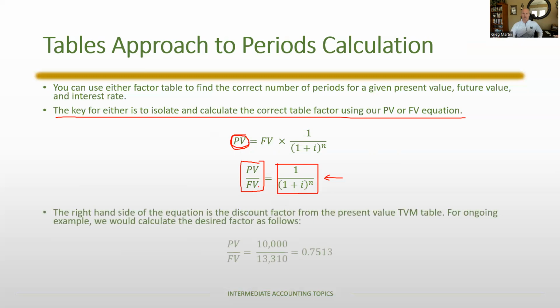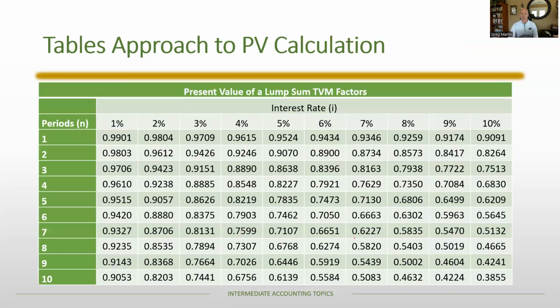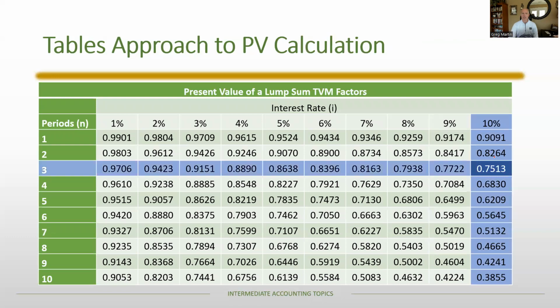That factor is calculated as the ratio of the present value to the future value. In this case, the present value is 10,000 and the future value is 13,310. We can solve that, and that gives us a factor of 0.7513. Then we take that factor and look in the table to find where that intersection is. We know the interest rate is 10%, so we work our way down until we find the factor. The factor we solved for corresponds to 3, and so we know that n is 3.